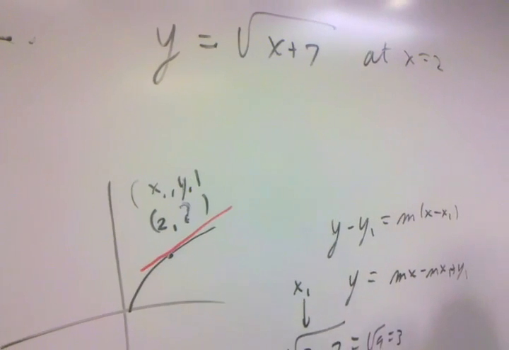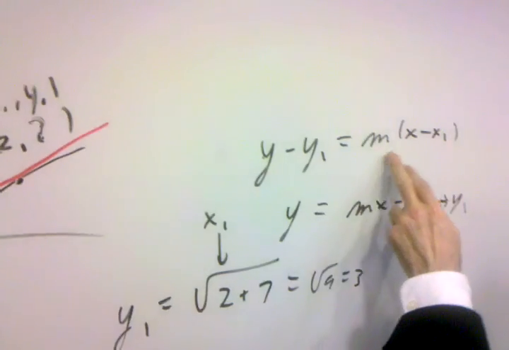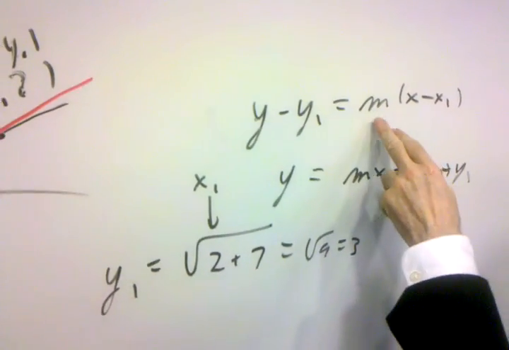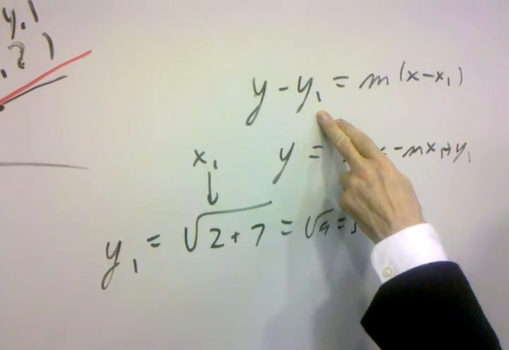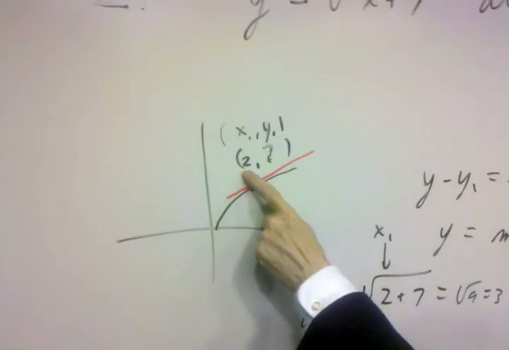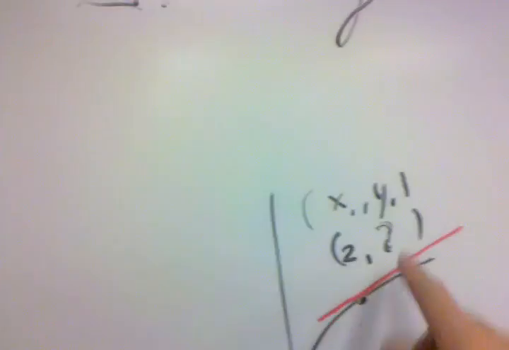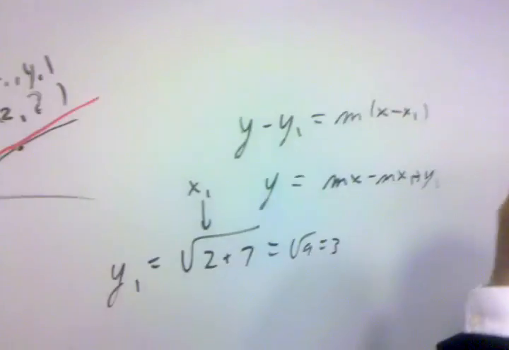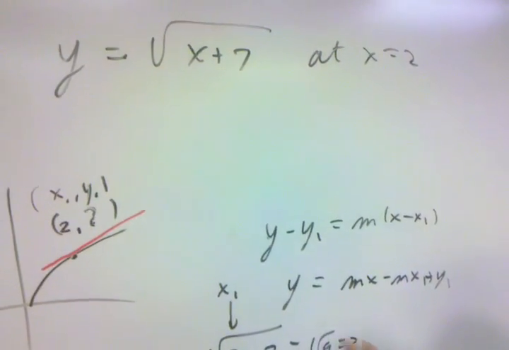The way you find the equation of a line is often to use the equation y minus y1 equals m times x minus x1, where m is the slope of the line, and x1 comma y1 is the point the line goes through. So x1 is 2, y1 is question mark. We have to find the question mark. Then we have to find m, the slope. Then finally we use this equation.